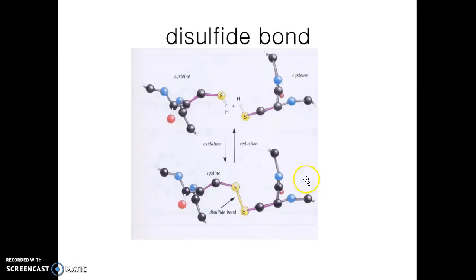Of course, there is a strong covalent bond between cysteine and cysteine, forming a disulfide bond. This could dramatically increase protein stability. Most secreted proteins, or proteins localized on the surface of cells, tend to have disulfide bonds because of the harsh environment.